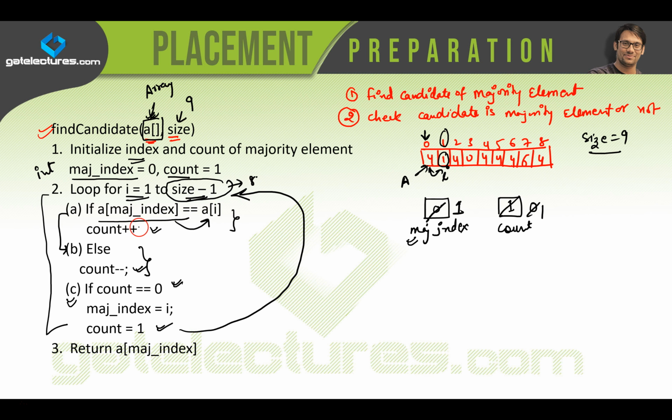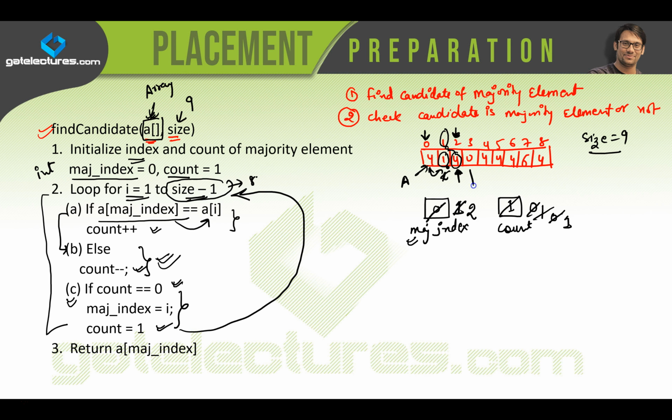Now the value of I will become 2, that means I is now pointing to this location. Now you can see this 4 and 1 are not equal, so we execute the else statement, which says count minus minus. So we decrement the value of count. Again this condition will be executed: if count is equal to 0, then majority index is equal to I, so majority index will become 2, and we make count 1. So now majority index is pointing to this location.